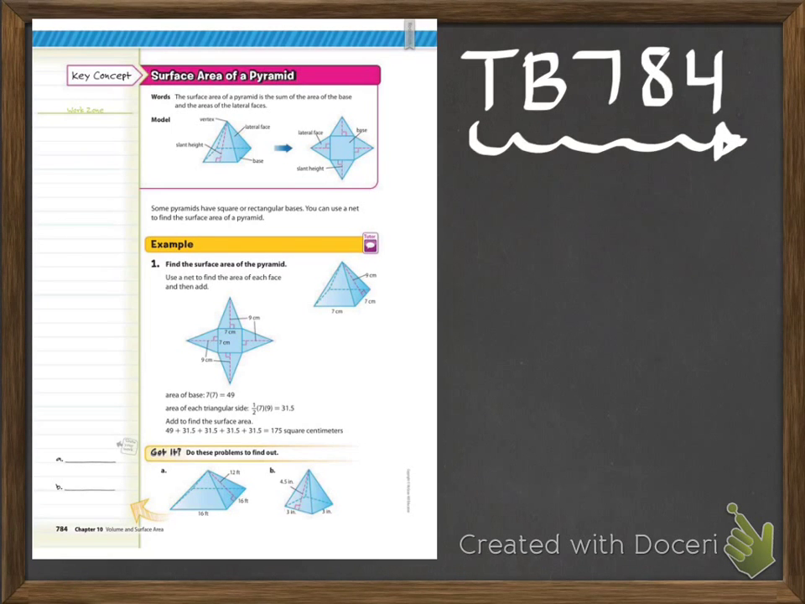All right, let's go ahead and look at textbook page 784. At the top of 784, you'll see it says surface area of pyramids, and you can see that they have a net.